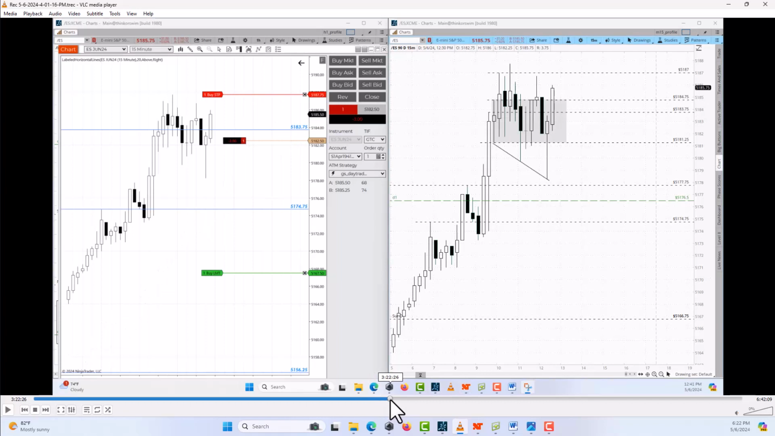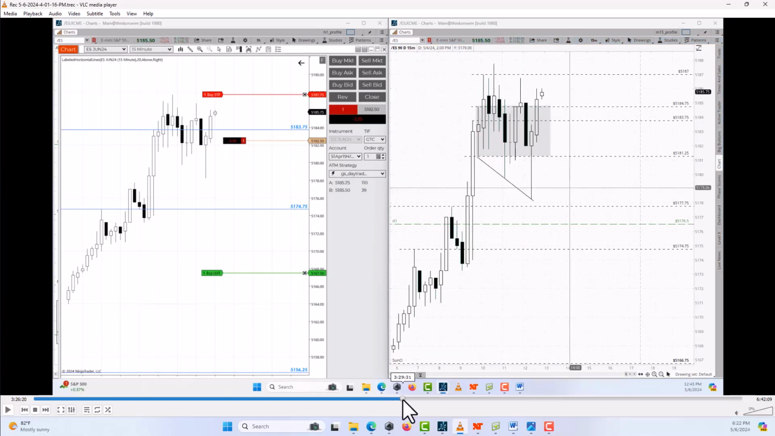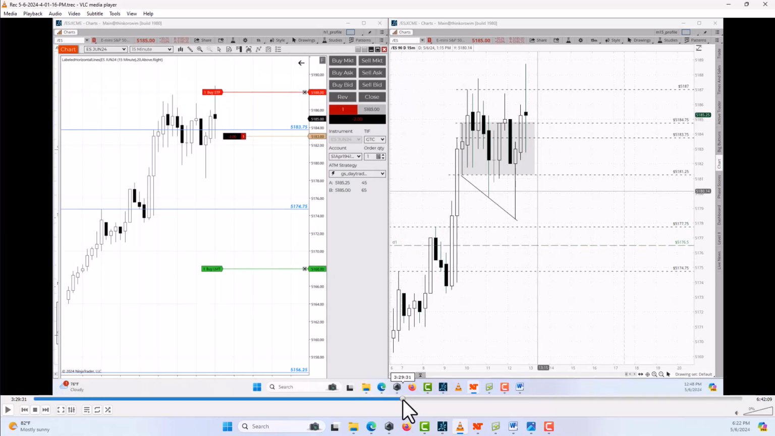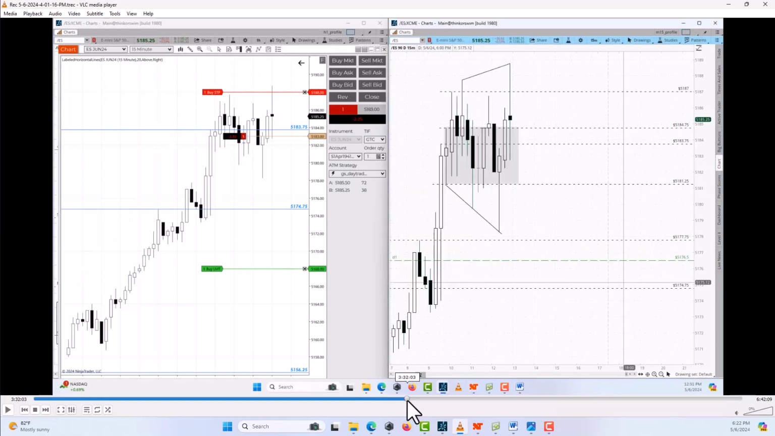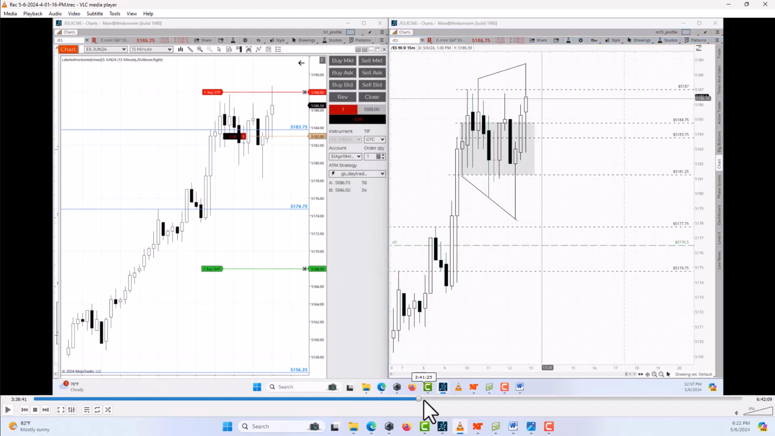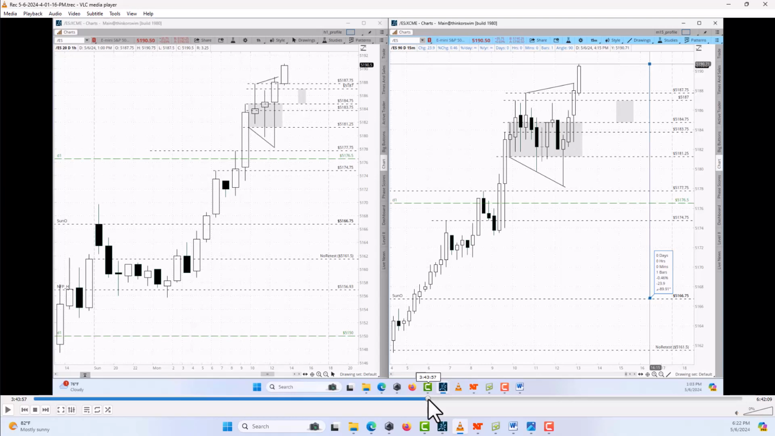And look, and look. Wow, right there. Yeah, we got out. Yeah, I think we go in again. $130. Yeah, I think we go in again. Yeah, and we're stopped out.